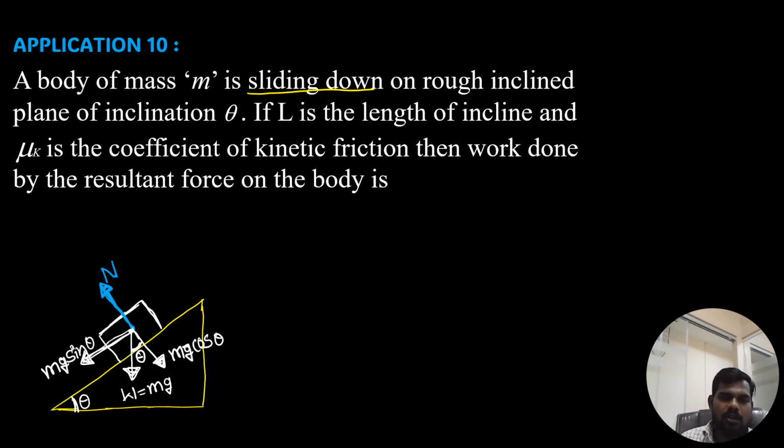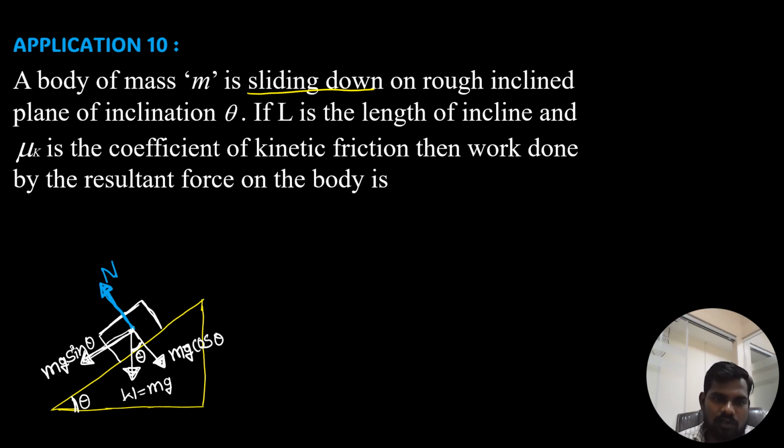Okay, right. Now this block is moving downward. In application number 9, the block was moving upward, that's why I took F cos theta first there. In this case the block is moving downward, so I will take mg sin theta first. Whichever side the block is moving, we take that as the positive value. On the other side, we take the negative value.